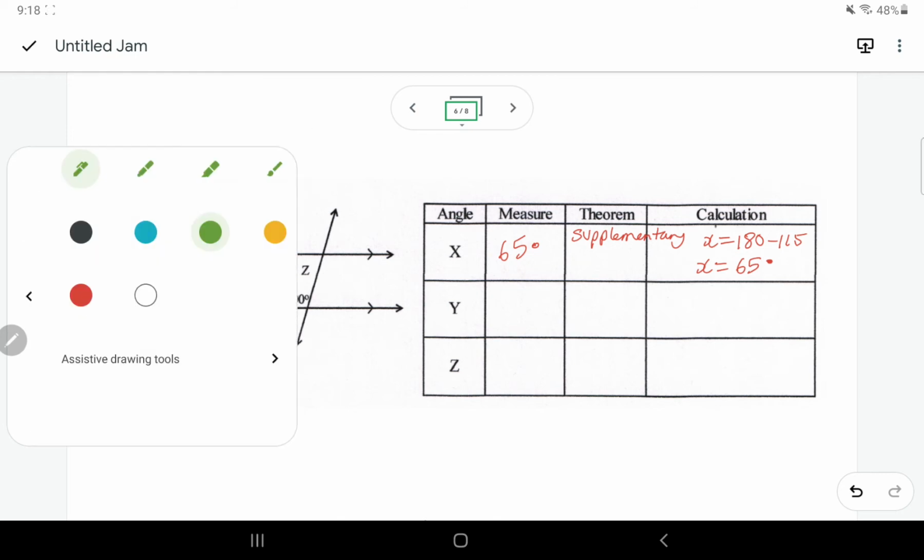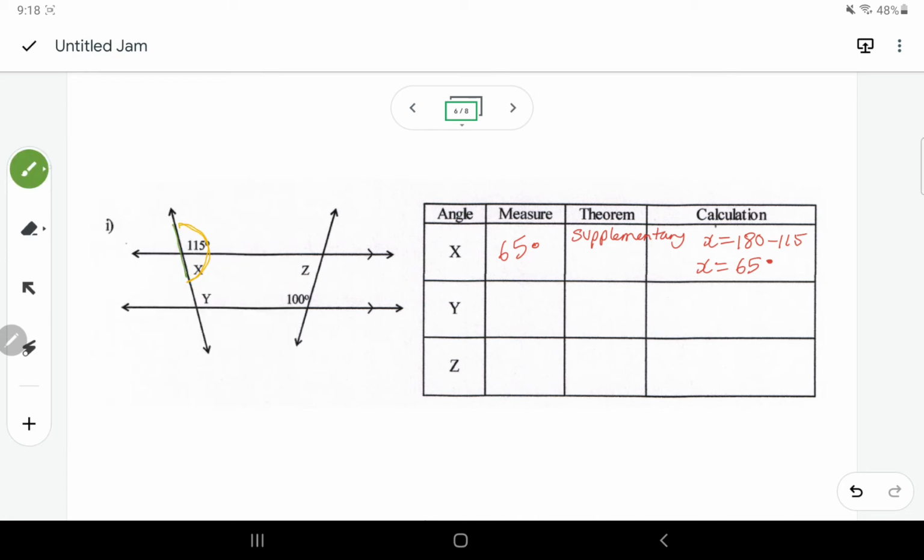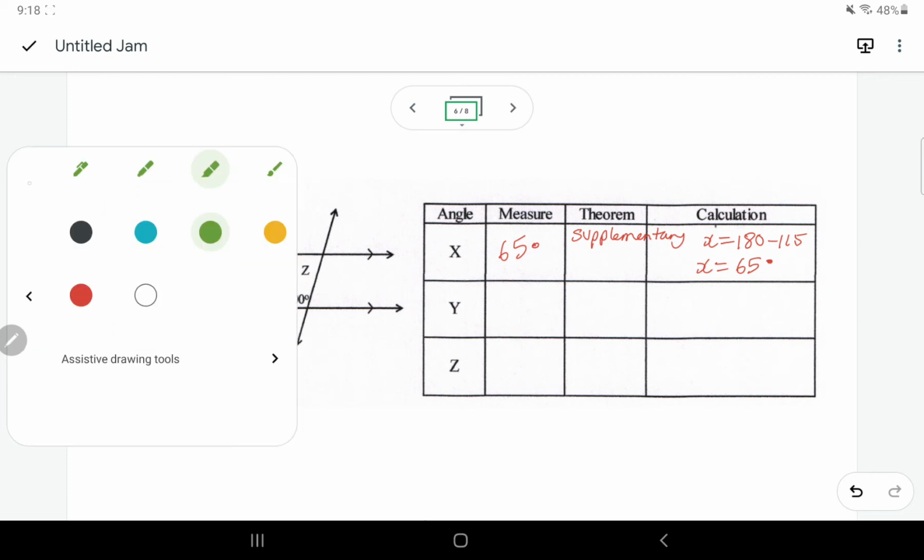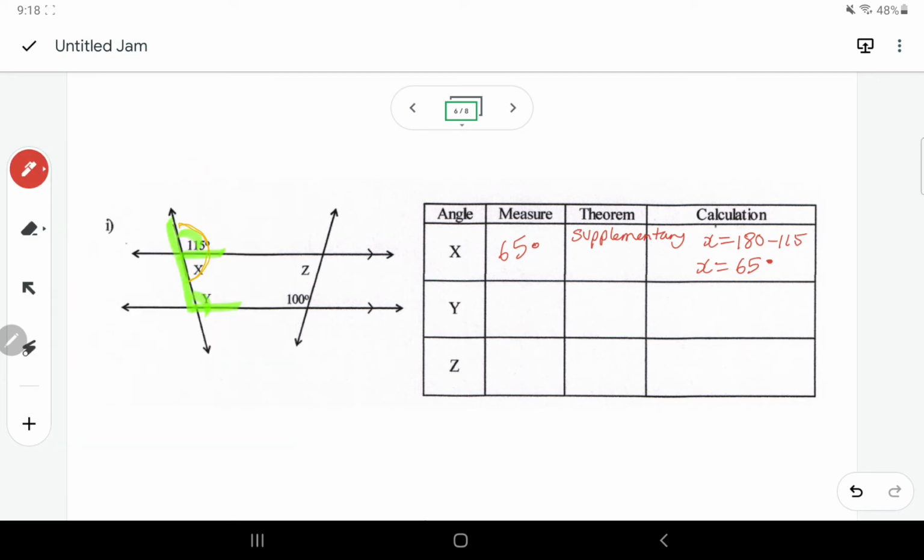Then I see an F pattern with the 115 and the Y. See how that 115 is the same as the Y there in the F pattern? So I think we can go right to that. Y is 115, and those are corresponding, which is the F pattern.